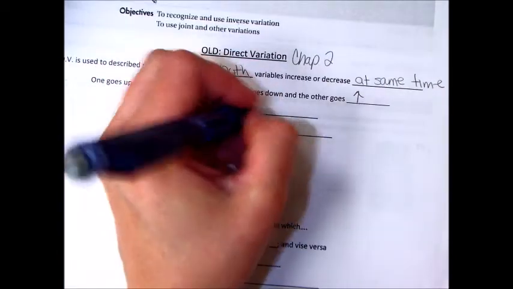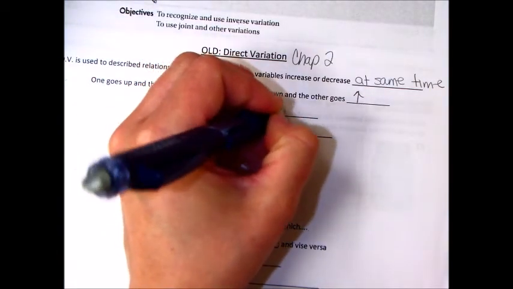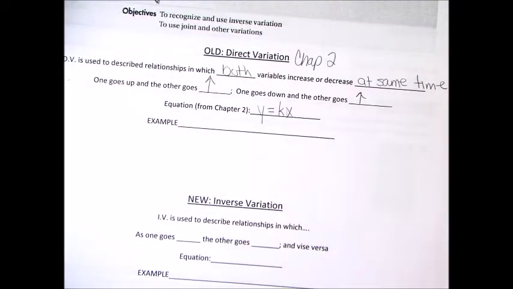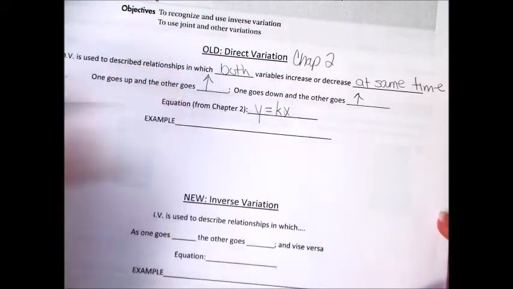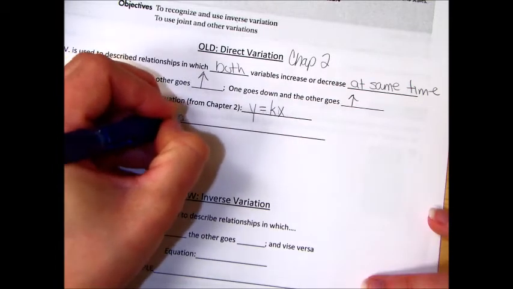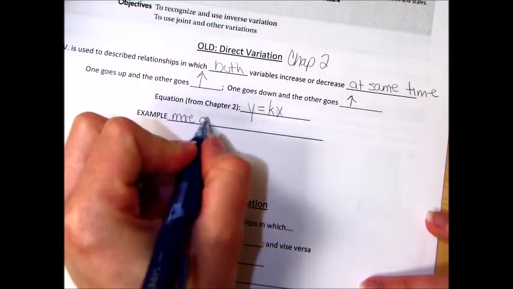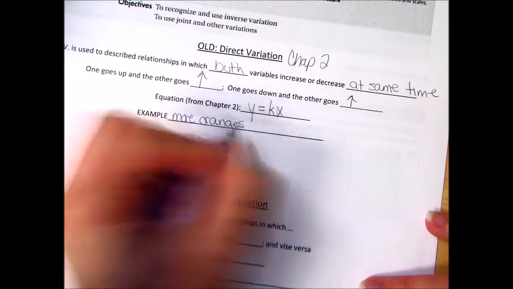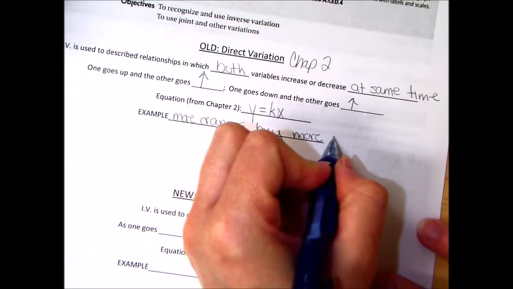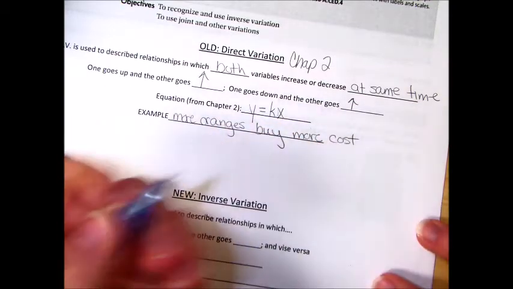The equation, which we learned in Chapter 2, is y equals kx. It's just like y equals mx plus b with no b. It has a point of (0, 0) on it. For example, let's say you go out and you buy a bag of oranges. The more oranges you buy, I don't know why I'm picking oranges, but the more oranges you buy, the more it's going to cost you when you go to the register.